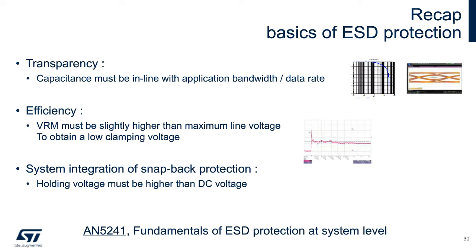The ESD protection must be efficient when an ESD event is present. TLP IV curves are present on the ESD datasheet, but there is no TLP information on the circuit to be protected. To select the protection with a good clamping, it is recommended to select an ESD protection with a VRM just above the maximum line voltage. To avoid snapback protection latching up once turned on, the holding voltage must be higher than the DC line voltage to grant a good system integration. All this information is available in the application note, Fundamentals of ESD Protection at System Level, on st.com.